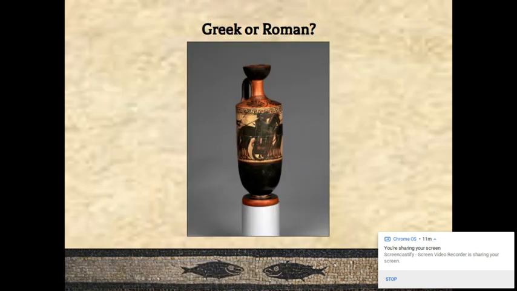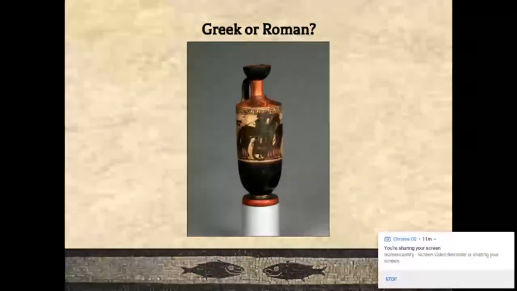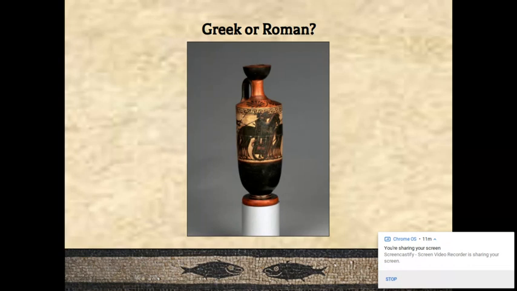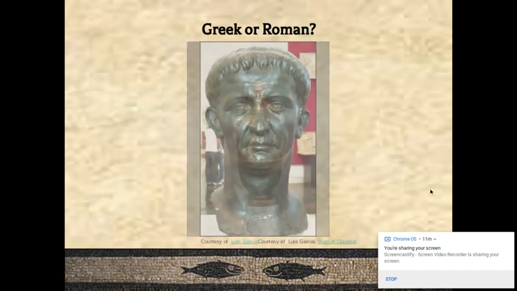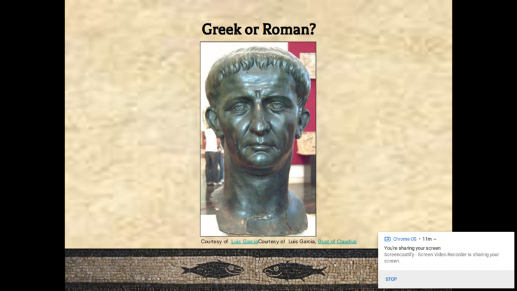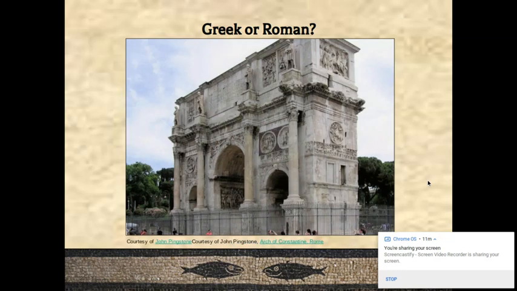All right, now we're going to do a little test. Which is this? This is A. Which is this? Is it Greek or Roman? And then how do you know? This is A. This is B. Is it Greek or Roman? And how do you know? This is C. Is it Greek or Roman? And how do you know?